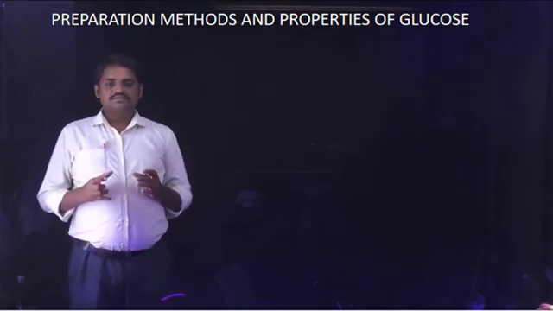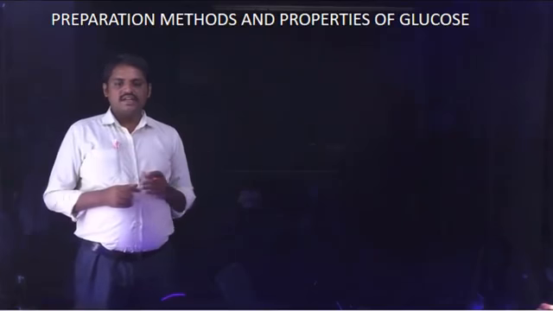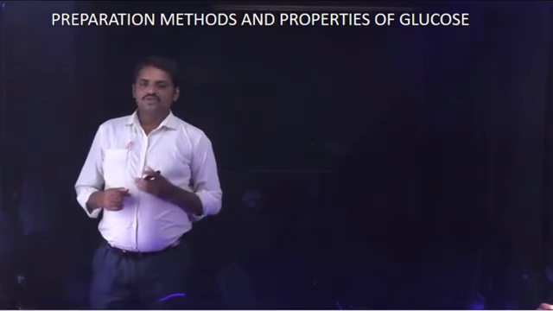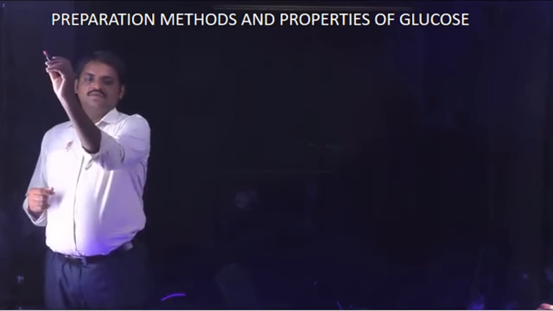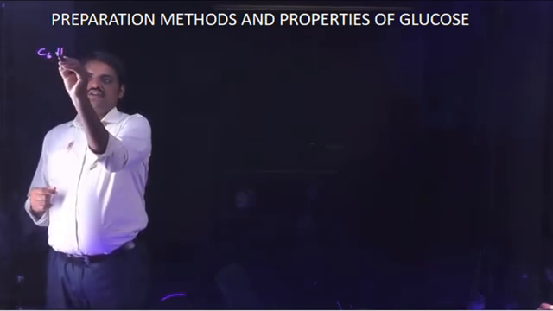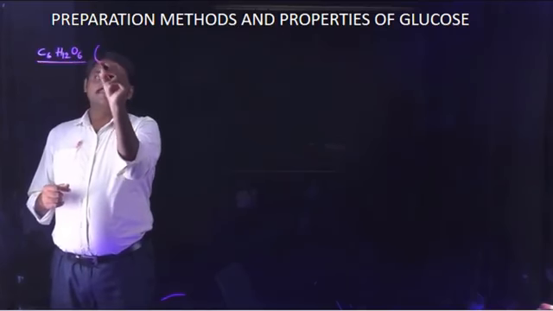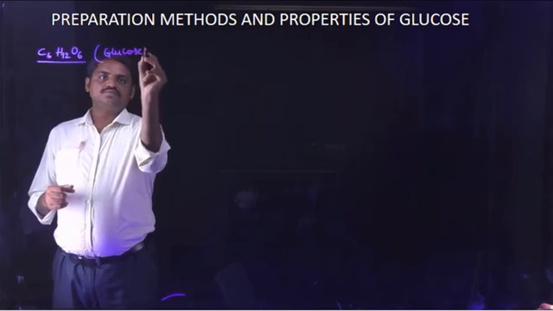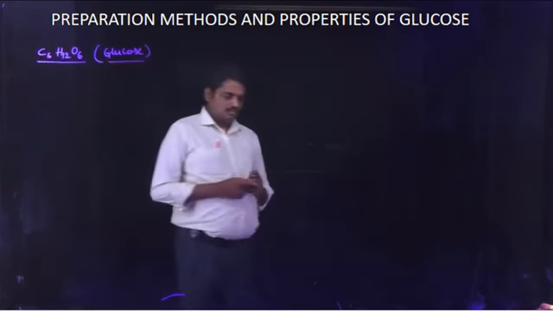First one, monosaccharides, second one, oligosaccharides, third one, polysaccharides. Glucose is a monosaccharide. The chemical formula of glucose is C6H12O6.